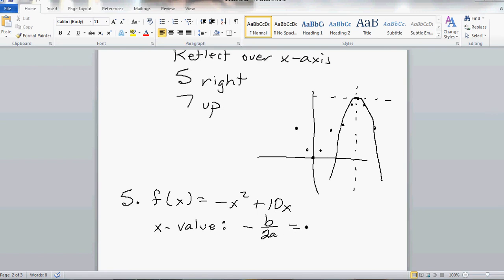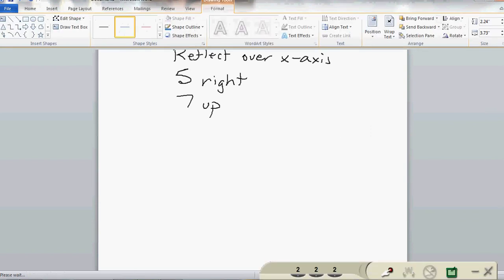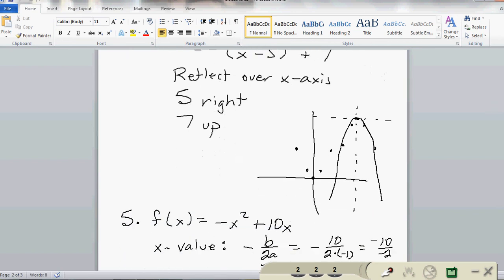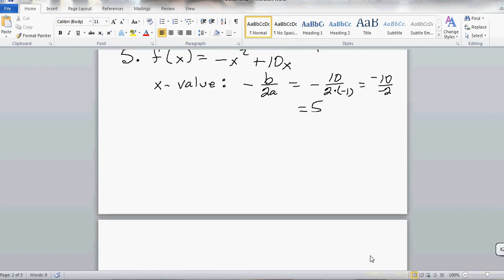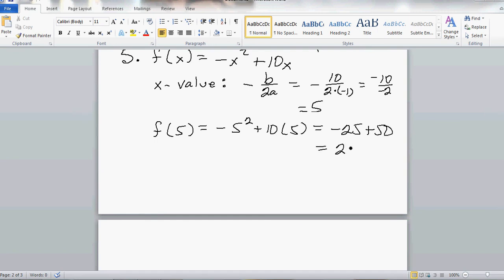So to find the x value, all we have to do is realize, okay, we've got negative b, in this case b is 10, over 2 times a, a is negative 1. So we get negative 10 over negative 2, which equals 5. Now once we find the x value, the simplest way to find the y value is just to plug it into the equation. F of 5 would be negative 5 squared plus 10 times 5, which equals negative 25 plus 50, which equals 25.